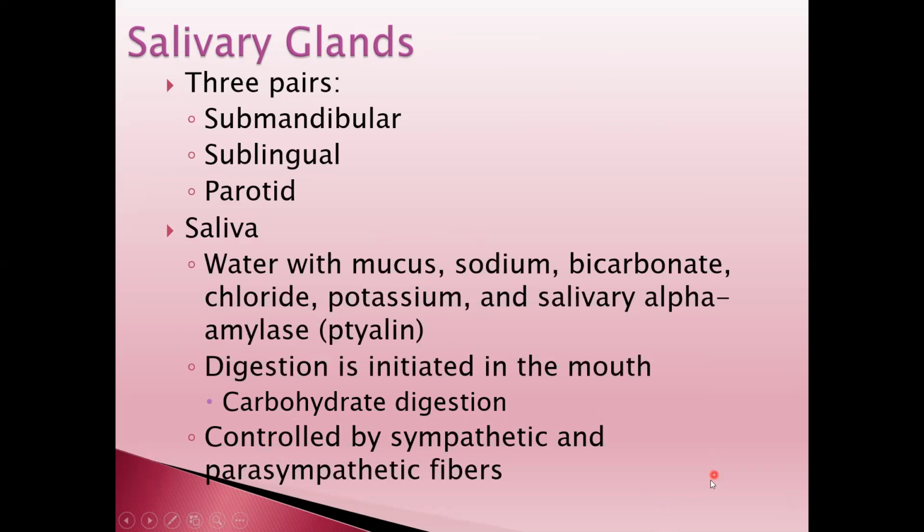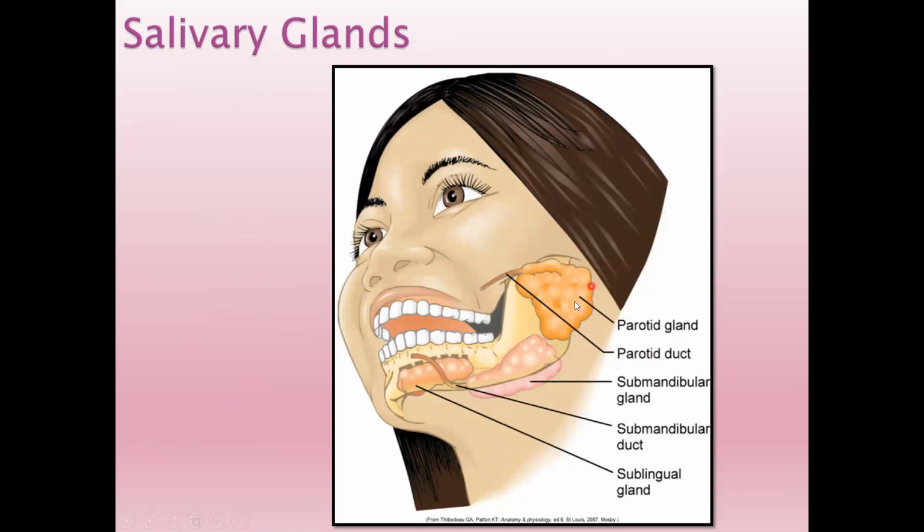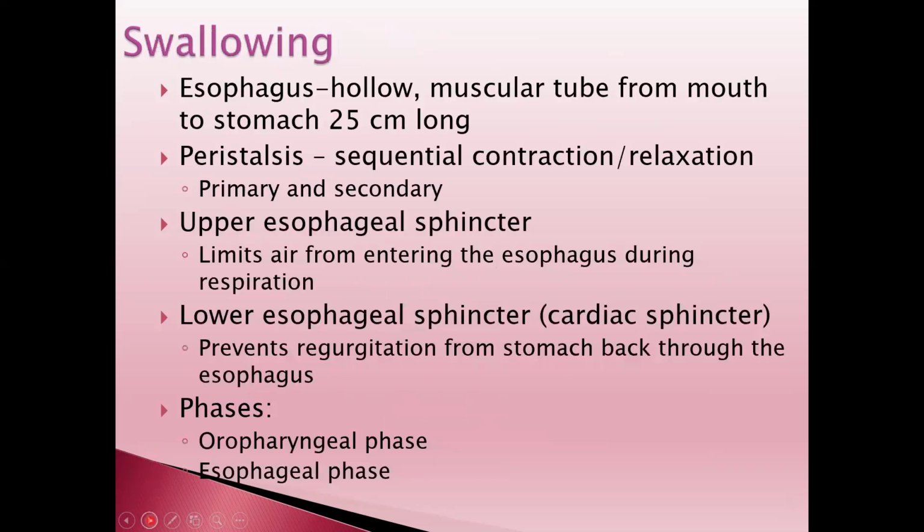Saliva secretion is controlled by the sympathetic and parasympathetic fibers. So this is a picture of the parotid, submandibular, and all of the different salivary glands. So let's talk about swallowing, or this part of it.